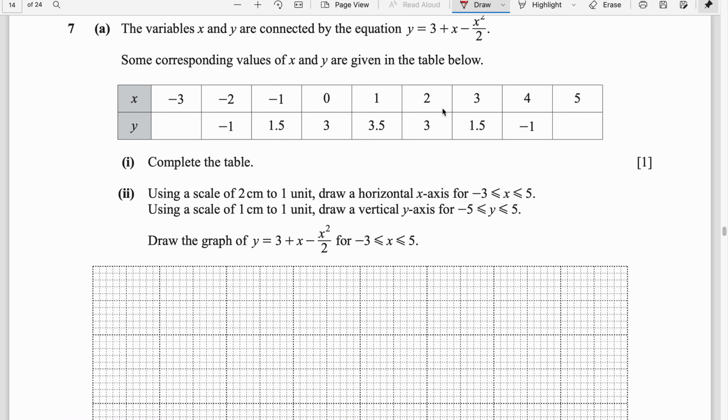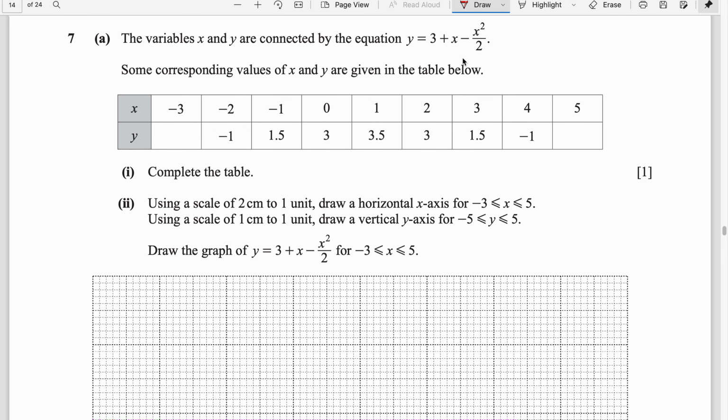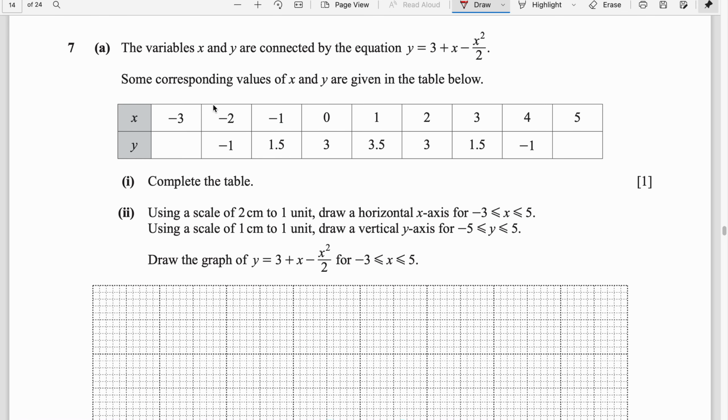Question number 7. The variables x and y are connected by the equation y equals 3 plus x minus x squared by 2. Some corresponding values of x and y are given in the table. Complete the table. So plug in minus 3 in this x. Use your calculators and you get minus 4.5. Plug in 5 in this calculator and you again get minus 4.5.